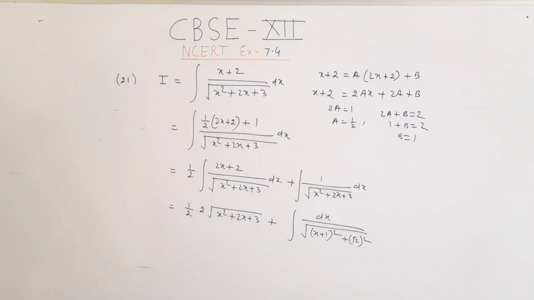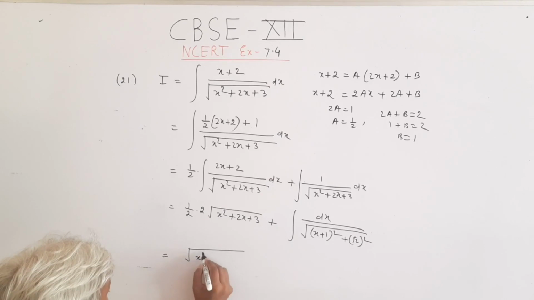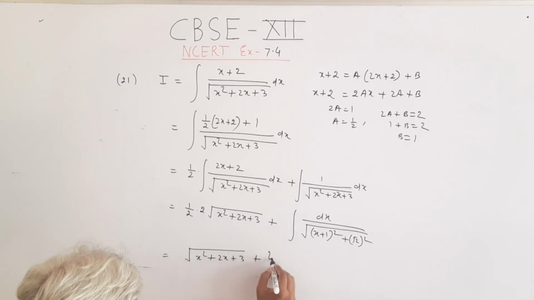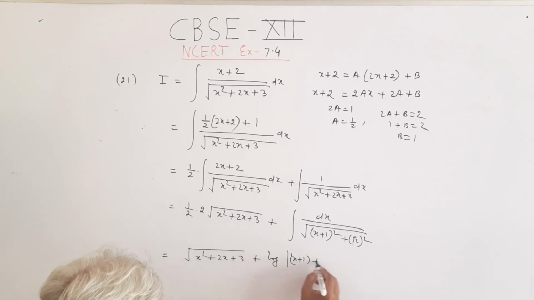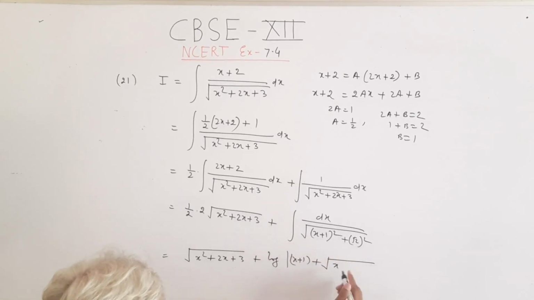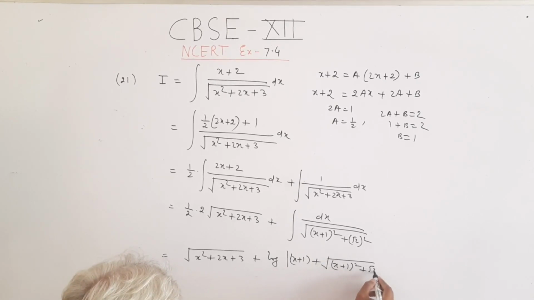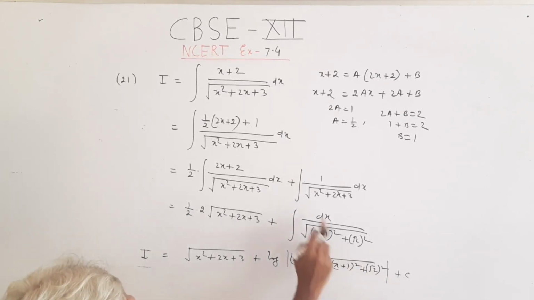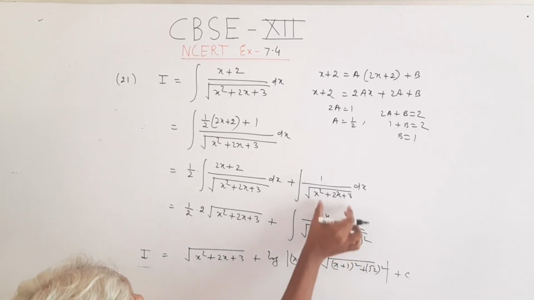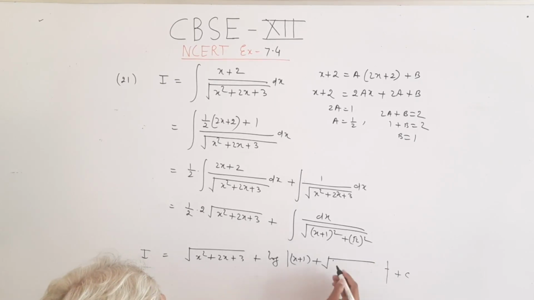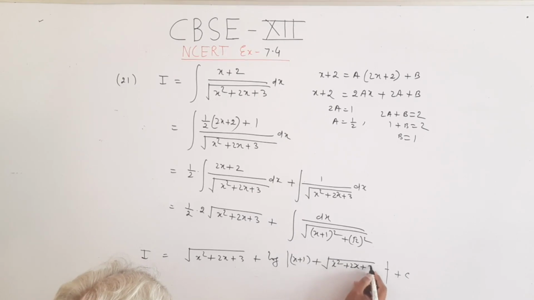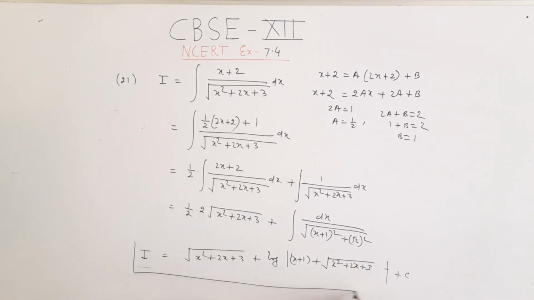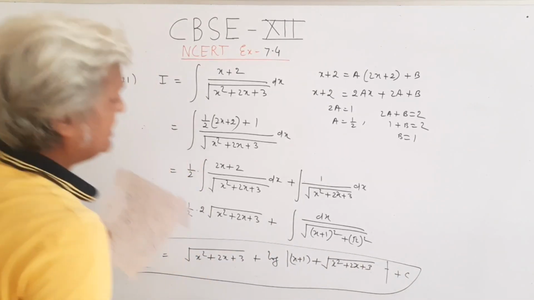Now this is in the form of 1 over under root x square plus a square. Its integration is log mod x plus this. So let me complete the whole expression here. So this gives you under root x square plus 2x plus 3, and this gives you log mod x plus 1 plus under root, if I expand, because I have to write the whole thing, x plus 1 whole square plus root 2 whole square. Now plus c. So in the next line, or I can do here only, at the place of this whole, I can write this whole thing. So let me remove this part, because this part is nothing but this part. So this part is gone from here, and I have x square plus 2x plus 3 plus c, and this is your final answer. Now question number 22.